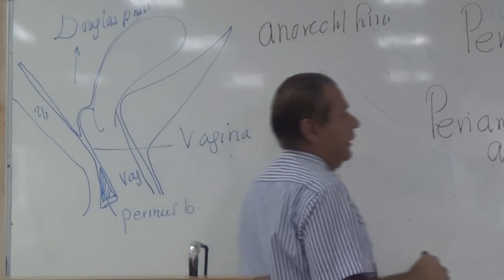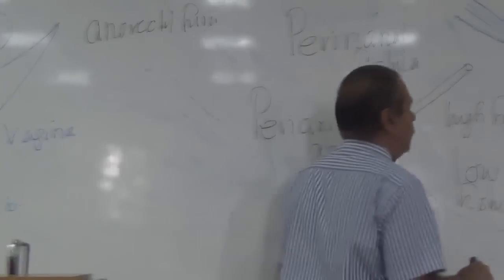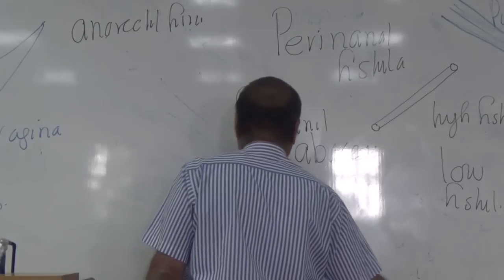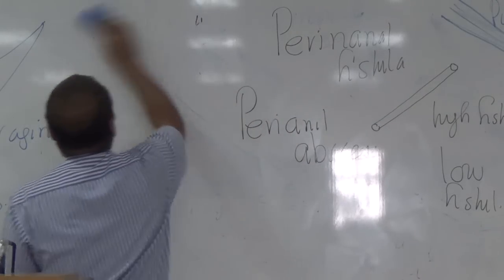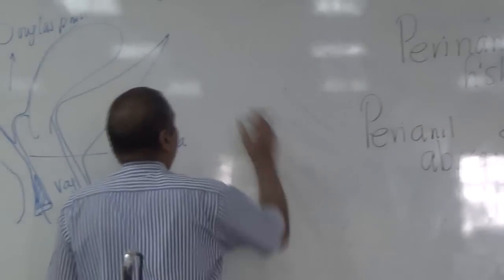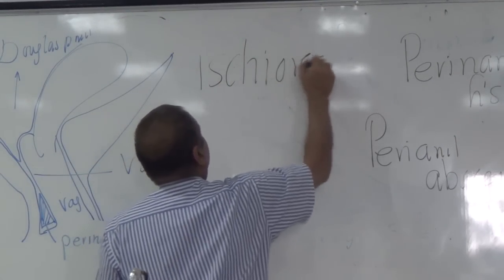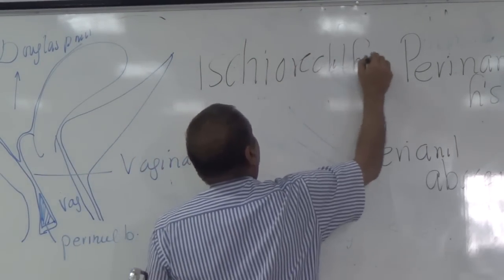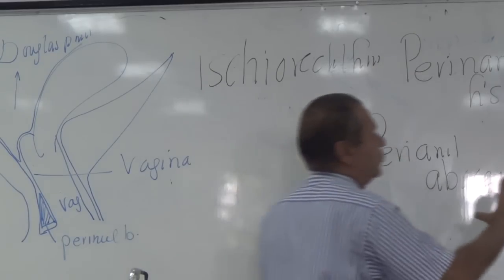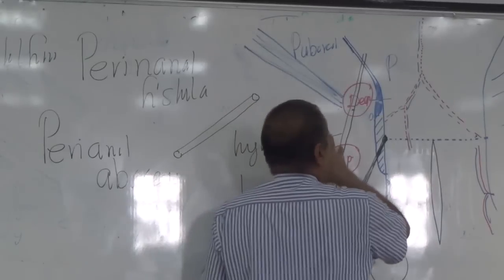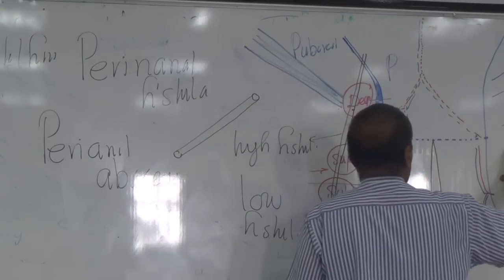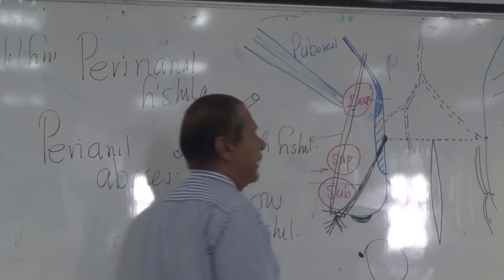This fossa is called the SQ rectal fossa. This fossa may contain an abscess, so it's called SQ rectal abscess. So these are types of the perianal abscesses.